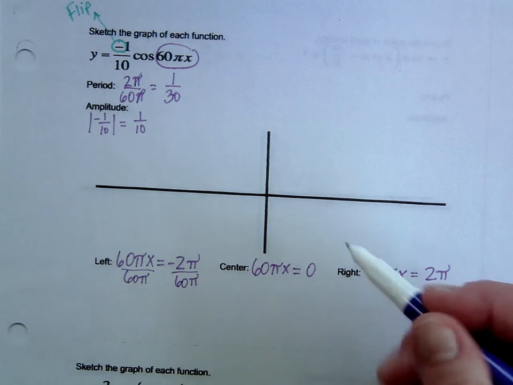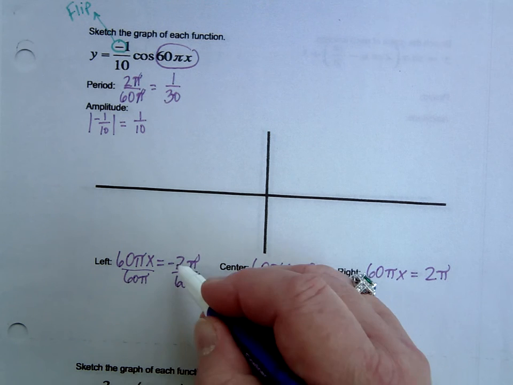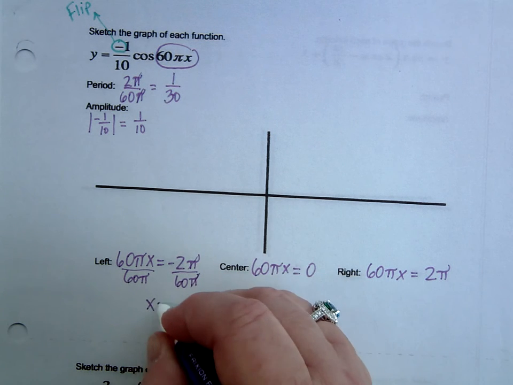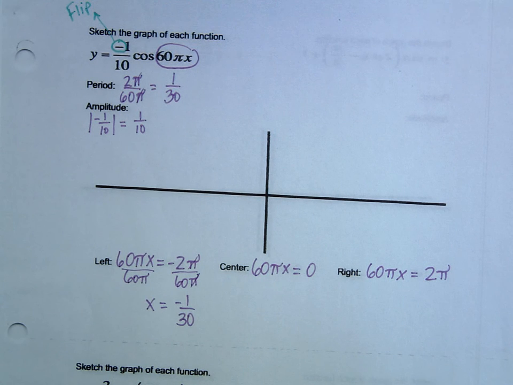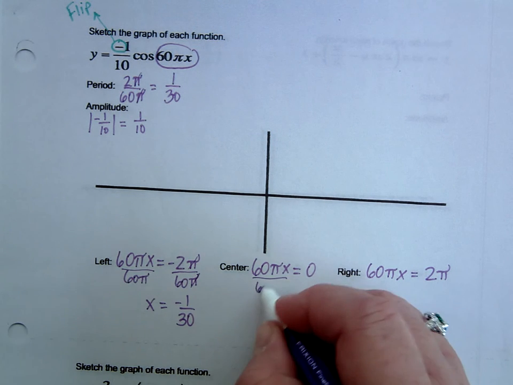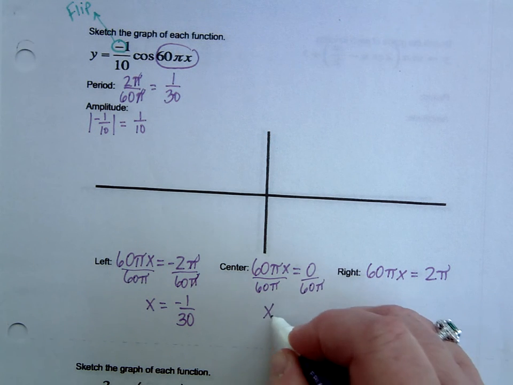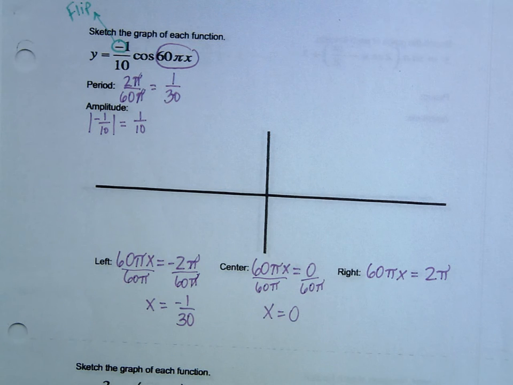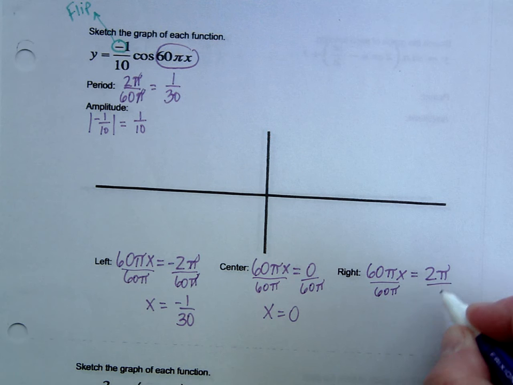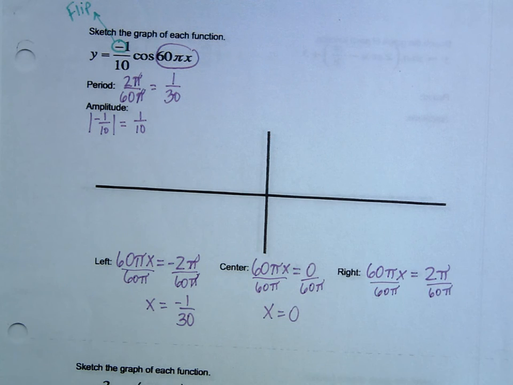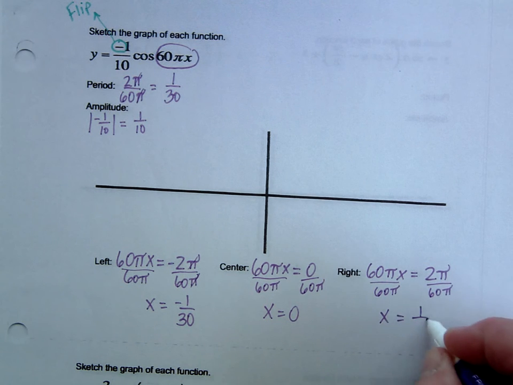Well, that kind of looks familiar, right? Back in the period, my pi's cancel. I have negative 2 over 60. Well, that's the same thing as negative 1 over 30. If I go to the center and do the same thing, divide by 60 pi, bye-bye, 60 pi. I end up with x equals 0. And on the right, again dividing by 60 pi, can you see the similarities between these? If I divide by 60 pi, I get x is 1/30.